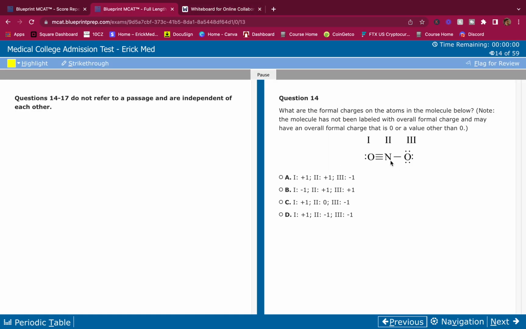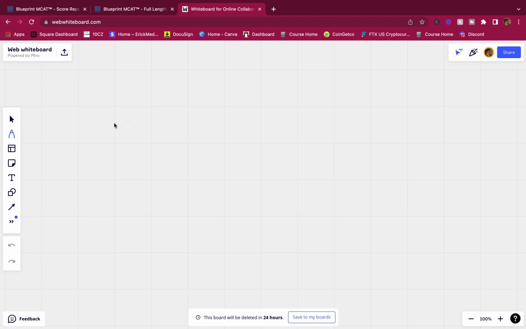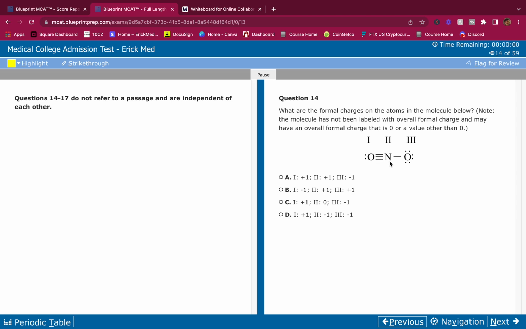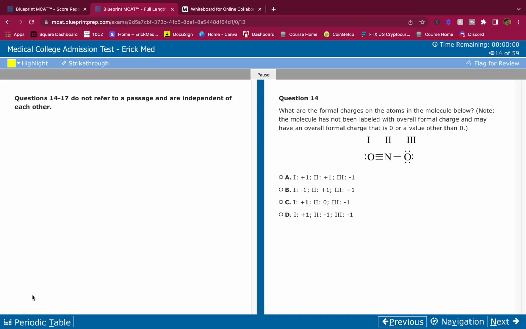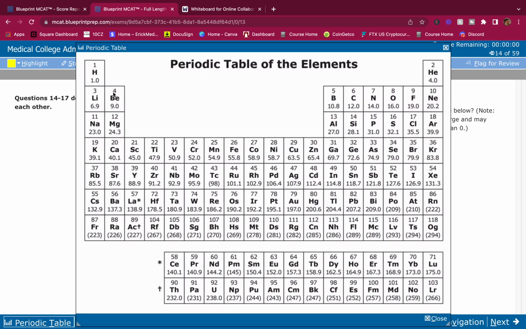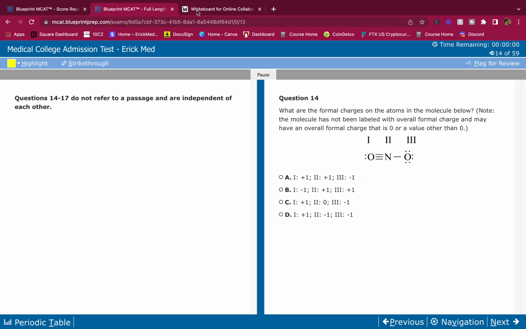So let's take nitrogen, for example. Formal charge equals valence electrons minus dots plus sticks. How many valence electrons does nitrogen have? Nitrogen has 5. You can look at the periodic table for that really quick. You just go here and you count: 1, 2, 3, 4, 5. 5 valence electrons.